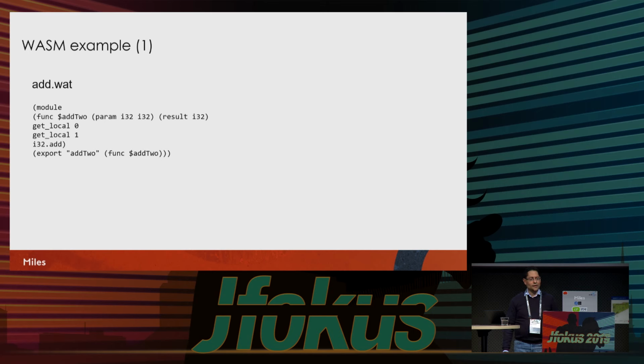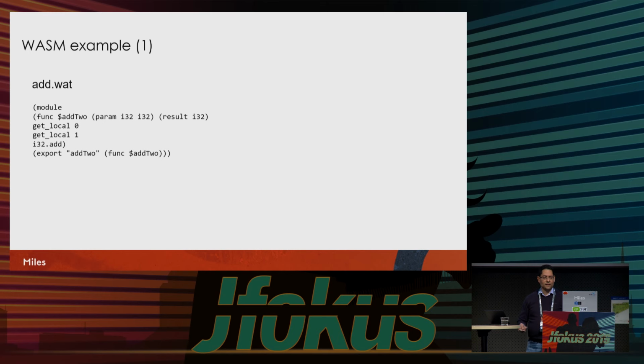We can define a module, and in that module we have a function that we call add2. To that function we have two input parameters as 32-bit integers, and we want our result back also as an integer 32. WebAssembly is a stack-based language, so we can pull and push from the stack, and then perform one of the 70 functions that I mentioned.